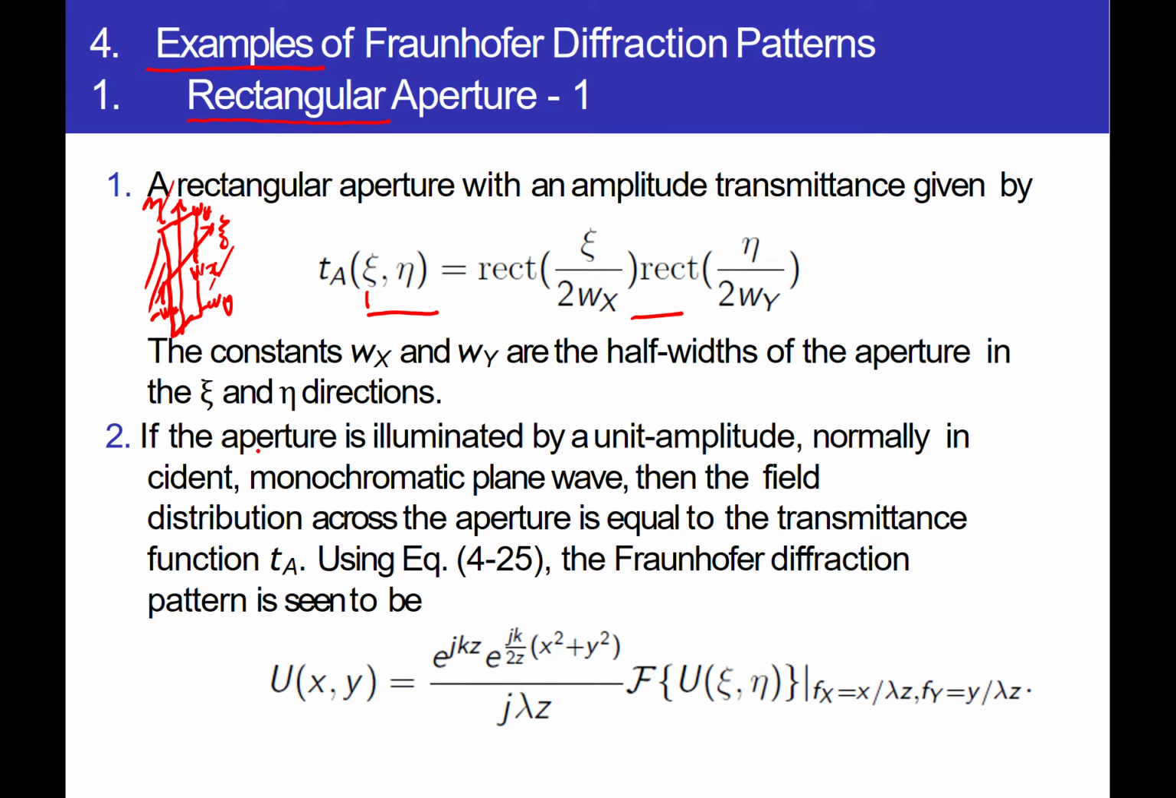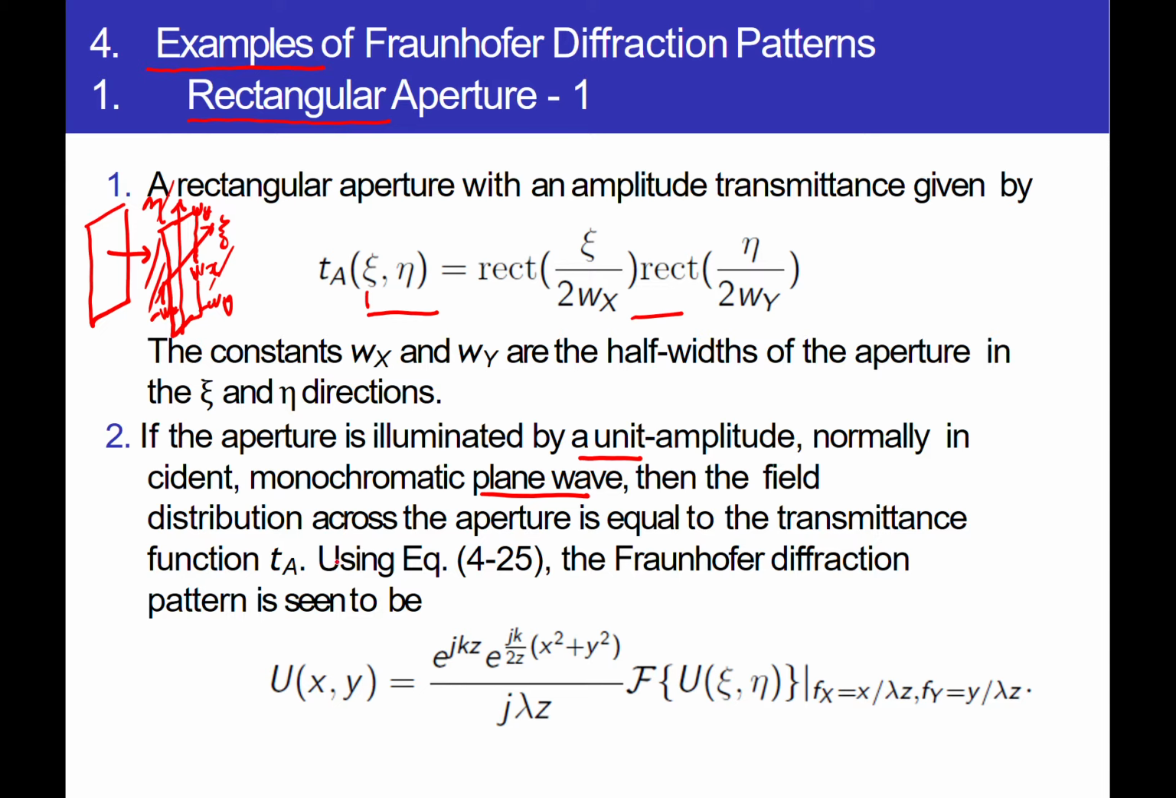And the aperture is illuminated by a unit amplitude, normally incident monochromatic plane wave. So we are going to assume that we have a plane wave coming into this aperture plane.